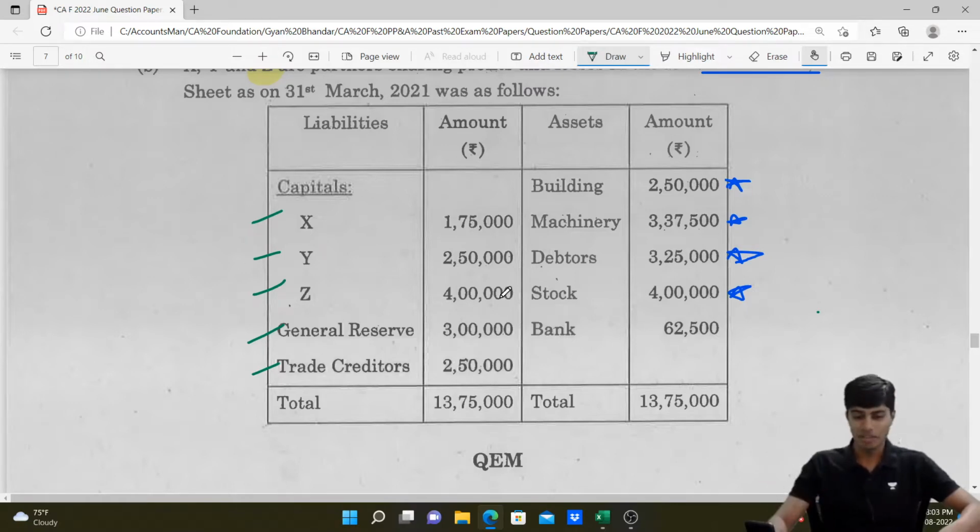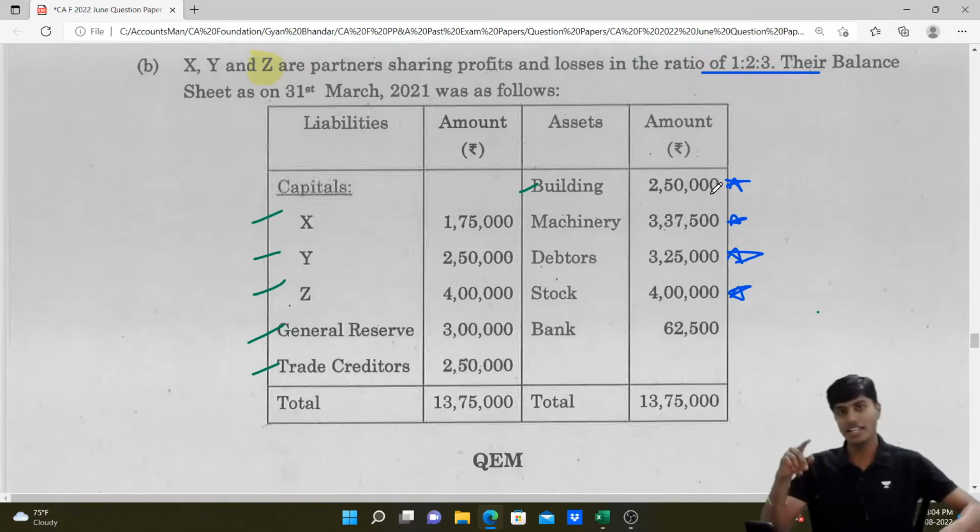Let it be there. Then we have building of rupees 2 lakh 50. So this has an adjustment. If I was preparing a balance sheet, I would have written this 2 lakh 50 on the asset side, but in the inner column. However, now we are not doing a balance sheet, so I would just ignore this. When I read the adjustment is when I'll adjust. Till then I will not.